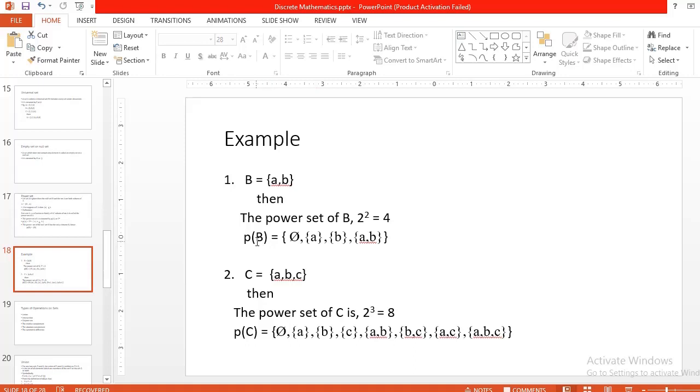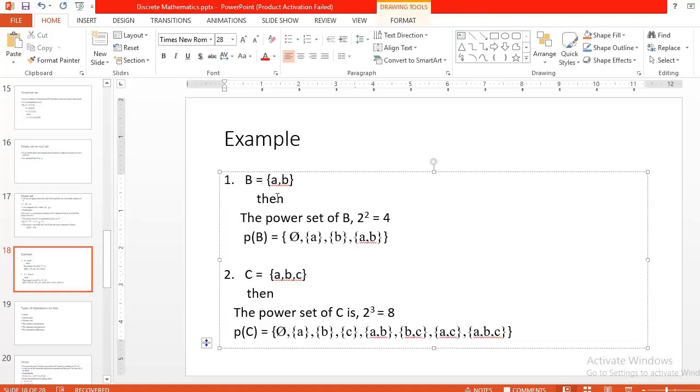The power set of B contains the phi set, the null set, as you have seen in the definition of the power set. That phi or null set is the first element of that power set. Then the element a, which is included in the set B, and the element b, which is also a subset of set B, and the set itself is also a subset of set B. So here {a, b} is also an element, or a subset, of the set B. Understood? There are 4 elements in the power set of B.